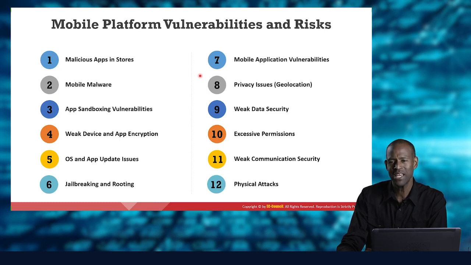So also privacy issues, depending on where you are, leaking your geolocation data. Weak data security, talked about that a little bit already with the idea that we're having encryption issues, not enough encryption, excessive permissions. With excessive permissions, that can cause the user to work around those permissions or to dumb them down. We also have weak communication security for phones, and of course physical attacks, right? I was just talking about leaving your phone in different places.